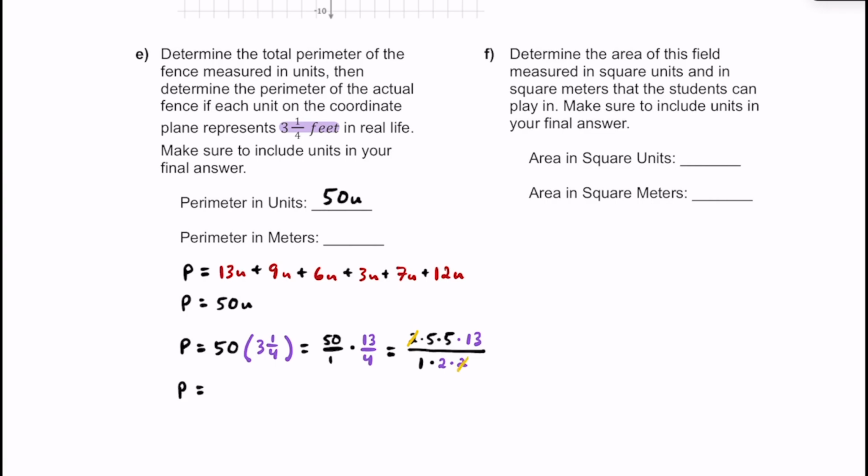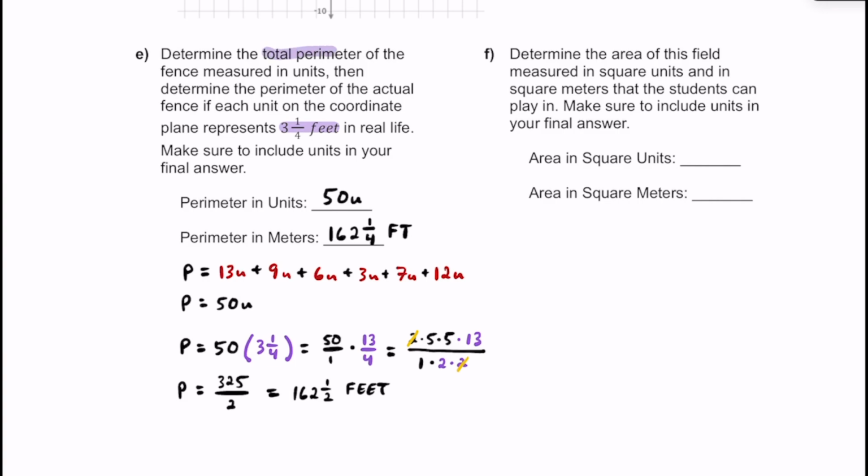So the perimeter, we can say, on top we have to do 5 times 5 times 13. That's going to be 325. And then on the bottom here, 1 times 2 is going to be 2. So you have 325 over 2, which as a mixed number, if you want to do the long division, feel free to do that, is going to be 162 and 1/2. And then this is going to be measured in feet now. So we just took that 50, and each one of those units represented 3¼ feet in real life. So if you were to figure out the length of this fence all the way around, it's going to be 162½ feet.